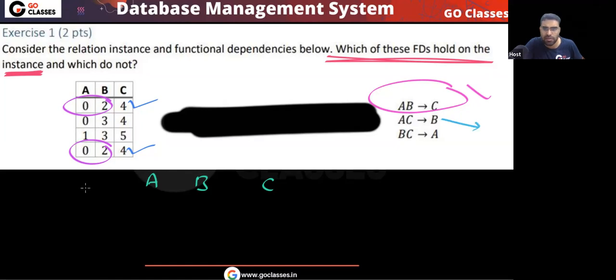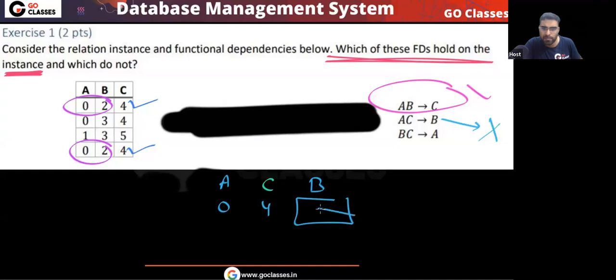AC determining B. Tell me, if you repeat AC, then is B repeating? No, B is not repeating, right? For example, if I give you the AC combination 0404, can you determine the value of B? We cannot determine.